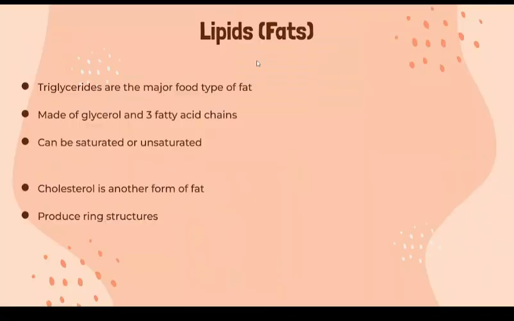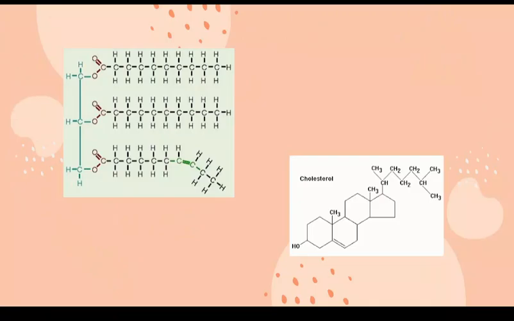And so let's talk about fats. Triglycerides are the major food type of fat. It's made of glycerol and three fatty acid chains. It can be saturated or unsaturated fat. So we see it right here. This is a glycerol, this is the thing that's in front of it, and these are the chains, the fatty acid chains. It's one chain of carbon bonded to hydrogen.